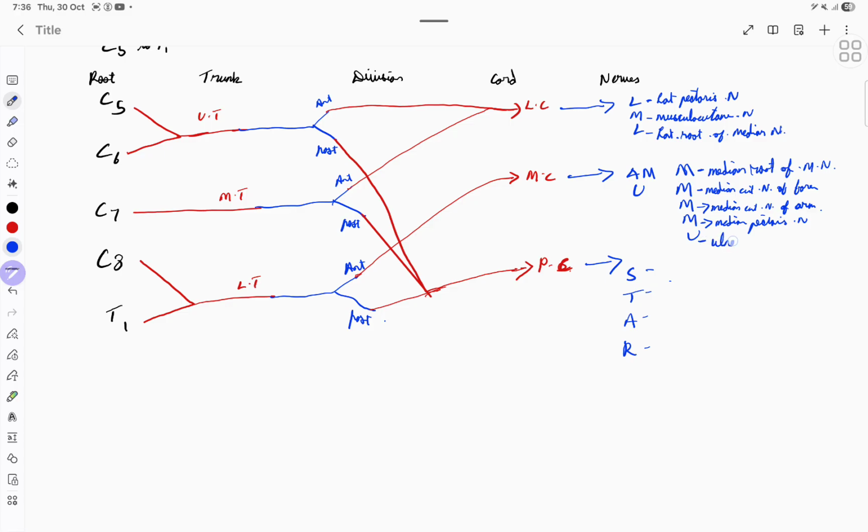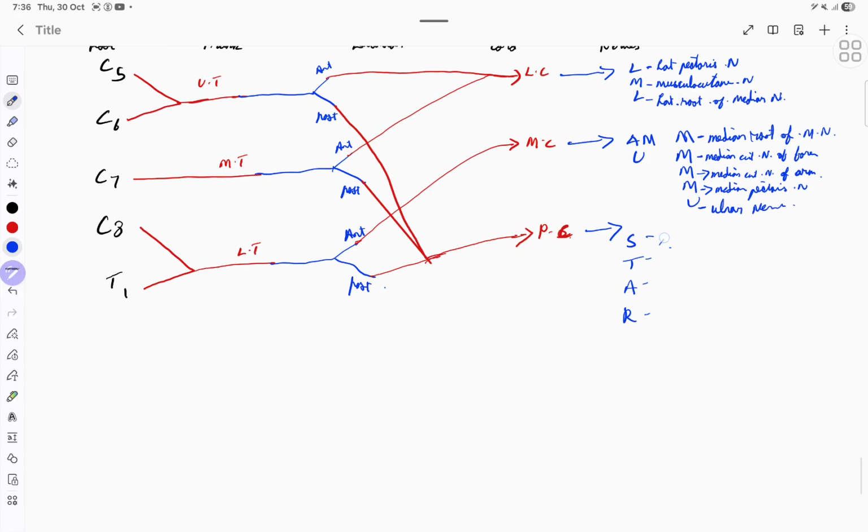U for ulnar nerve. Then S for subscapular nerve. Then N for thoracodorsal nerve, which will supply the latissimus dorsi muscle. A for axillary nerve. R for radial nerve.